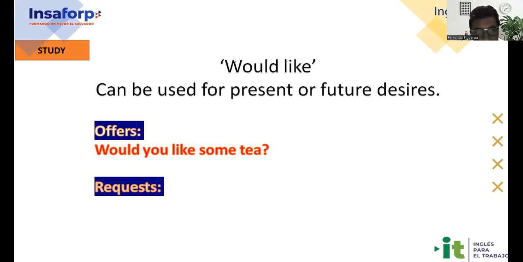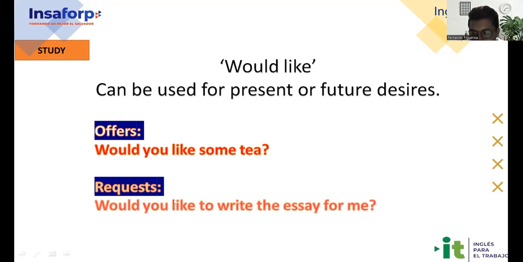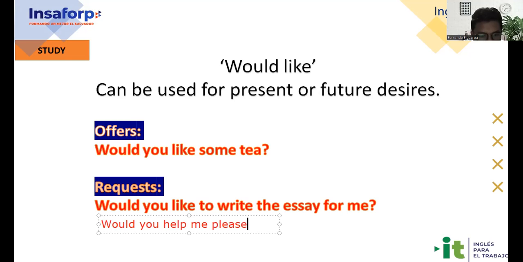Y podemos utilizarlo para también hacer requests o peticiones. Por ejemplo, una request podría ser la siguiente. Would you help me, please? ¿Me ayudarías, por favor? So this is very polite. Lo que tiene diferente es que could es formal también y más educado, pero en comparación entre would y could, would es very, very polite. Es todavía un poco más educado. Entonces podríamos decir, would you help me, please?